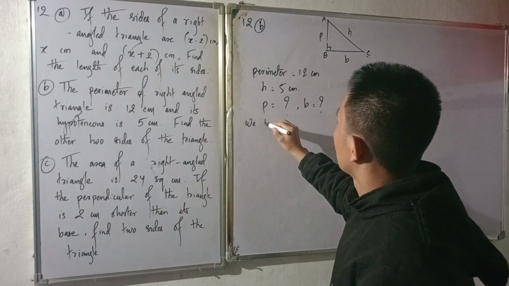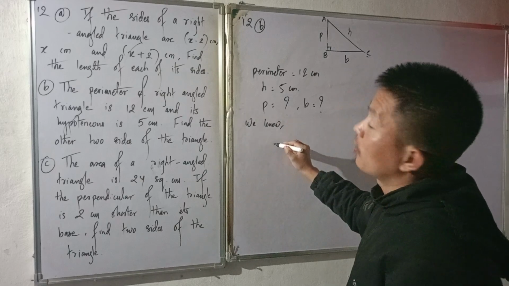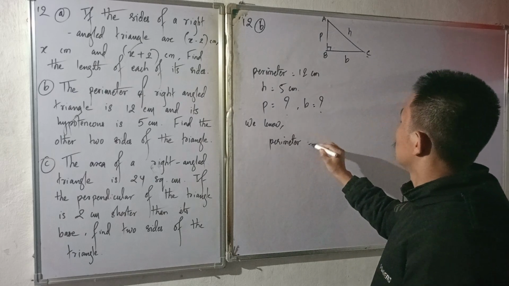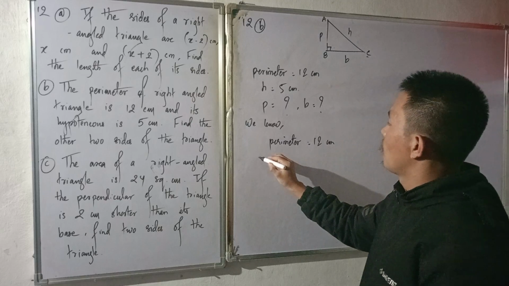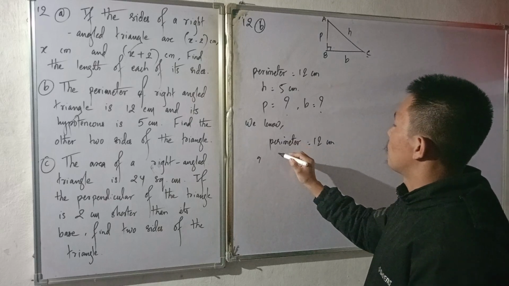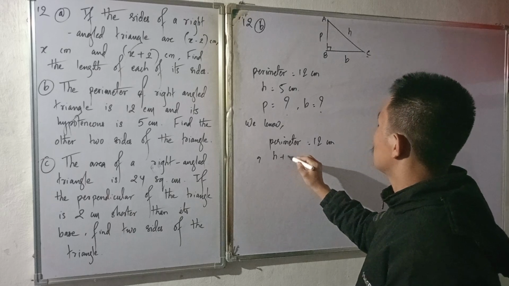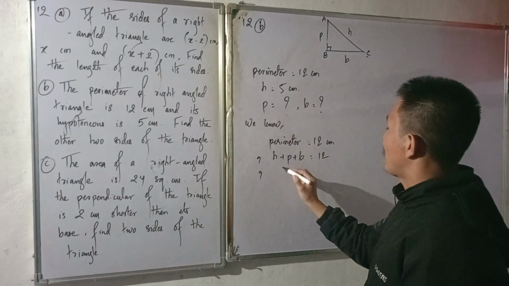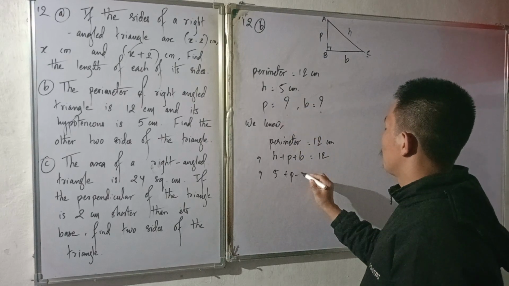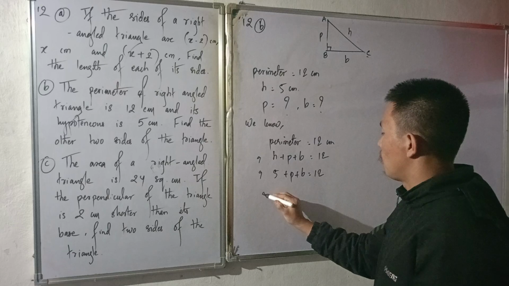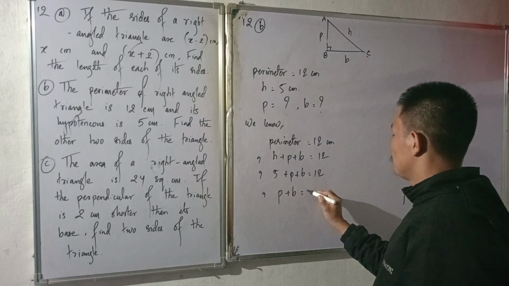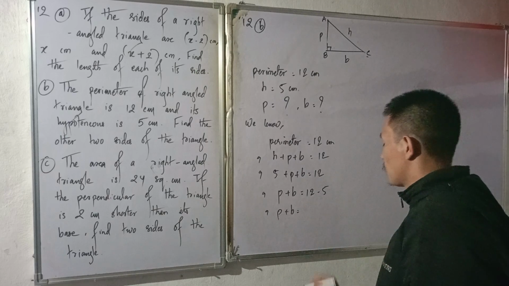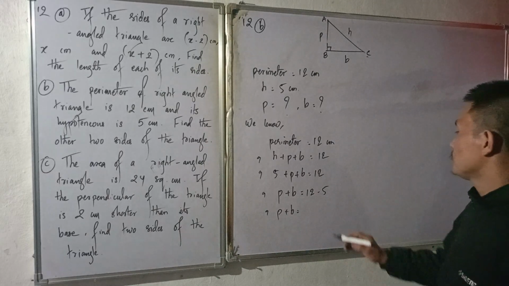Now, since the perimeter is given, apply the formula for perimeter. The perimeter is 12 centimeter. Using the perimeter formula, the sum of all sides, H plus P plus B is equal to 12. Just replace the value of H by 5: 5 plus P plus B is equal to 12, or P plus B is equal to 12 minus 5, which is 7.